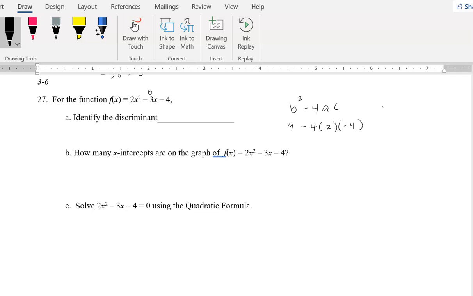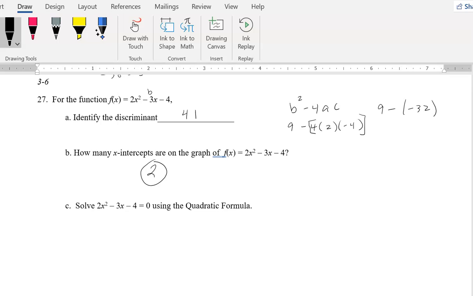So when we calculate this, we have 9 minus, and make sure you multiply all these together. 4 times 2 is 8, and 8 times negative 4 is negative 32. So the discriminant is positive 41. So how many x-intercepts are there on the graph? Well, just remember, a positive discriminant means I've got 2 real number solutions, which also means I have 2 x-intercepts. So that's my answer for letter B. If this had been negative 41, I would have no x-intercepts. And if it had been 0, I'd have 1 x-intercept.